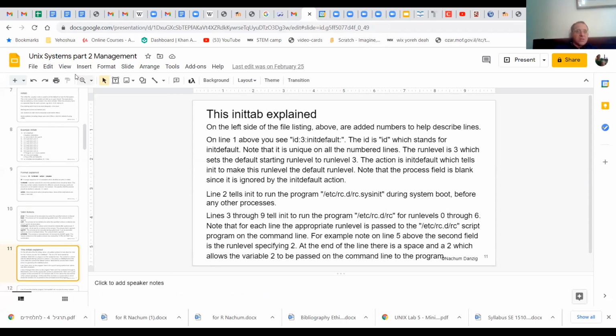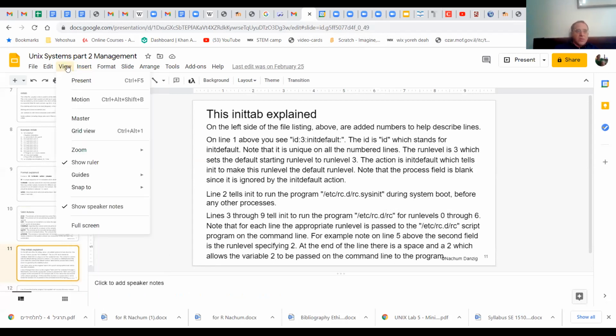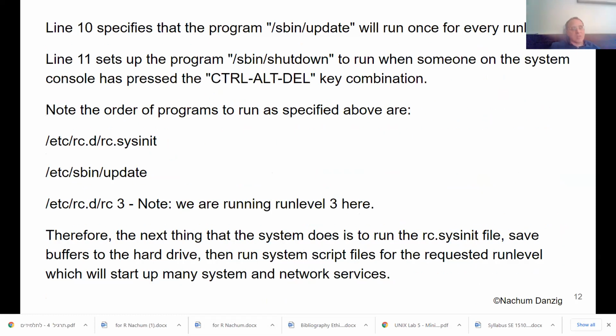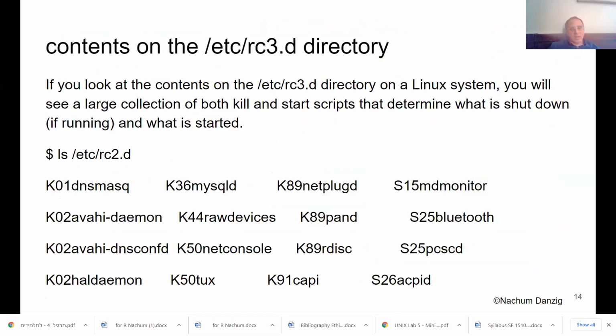Like we said, lines 3 through 9 tell it to run this program, rc, with the various parameters. For example, on line 5 above, the second field, the run level, is specified as 2. At the end of the line, there is a space and a 2, which allows the variable 2 to be passed on the command line to the program, and the program knows to mean run things at run level 2.